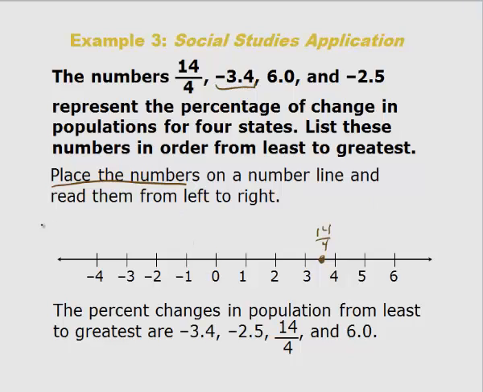-3 4/10. Well, negative, I'm going to go this direction. This direction's negative. I'm going to go 1, 2, 3. Not quite half here. I'm going to say right here. It's going to be a -3 4/10. Now we have a +6. Well, that one's probably fairly easy. This side's positive, and here's our 6. And we have a -2 5/10. So -1, -2, -2 5/10.